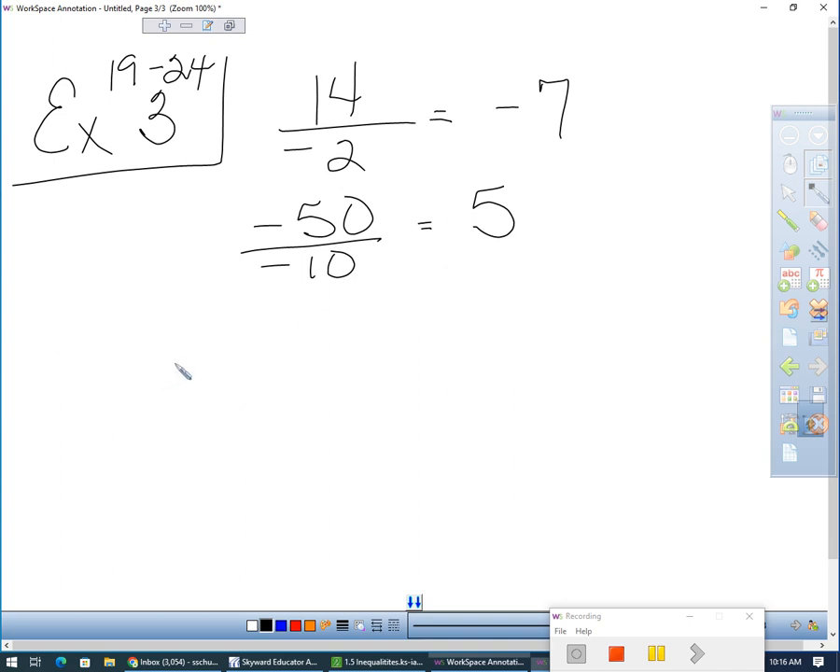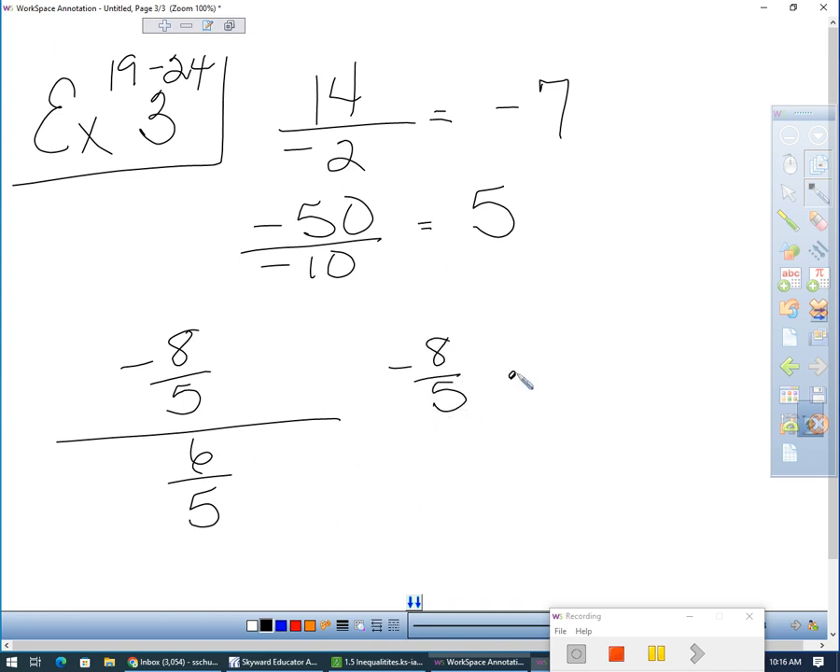Say I have negative 8 over 5 divided by 6 over 5. So this is a fraction divided by a fraction, or as you guys said on the other side of the building, skip, flip, multiply, right? So we're going to skip this first one. We have negative 8 over 5. We're going to make it multiplication, and I'm going to flip this one over. 5 over 6.